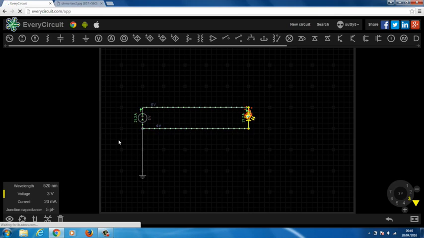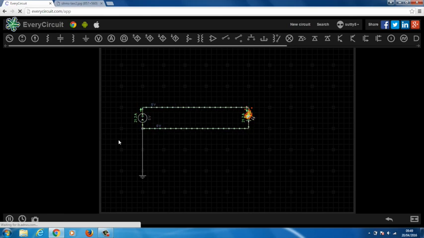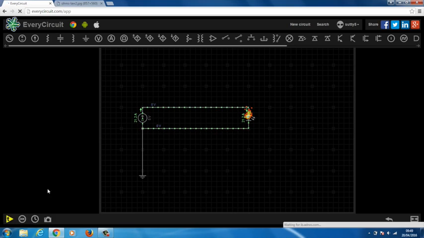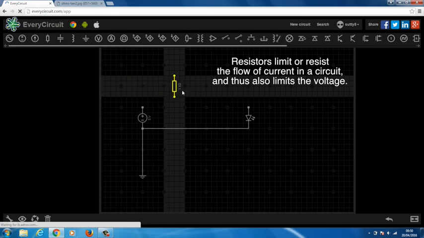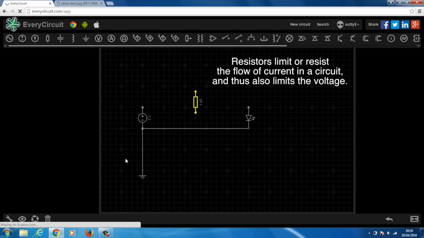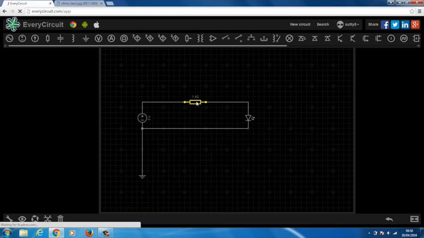So what we need to do then is introduce a resistor to this circuit. If we cut the circuit and grab a resistor from the top, and drag this over and connect this up to our circuit, we'll put the resistor in series in our circuit. So it's in series with our LED. This resistor is set to 1 kilo ohm.